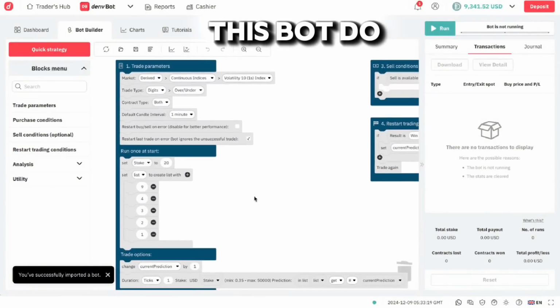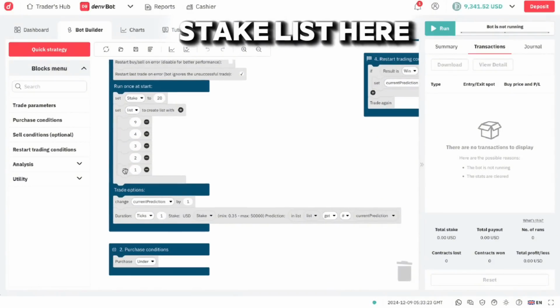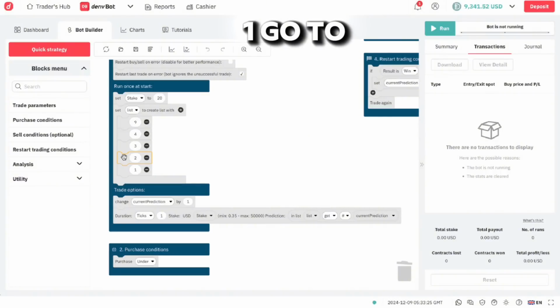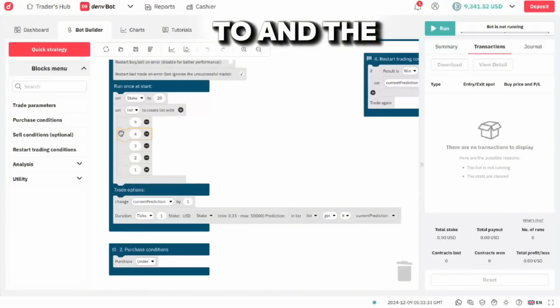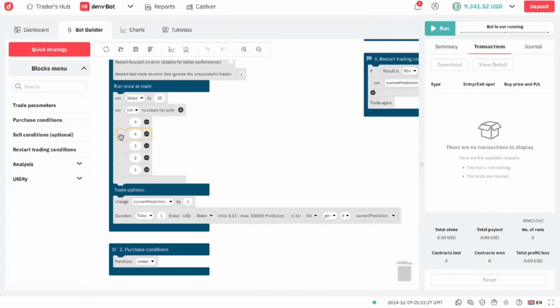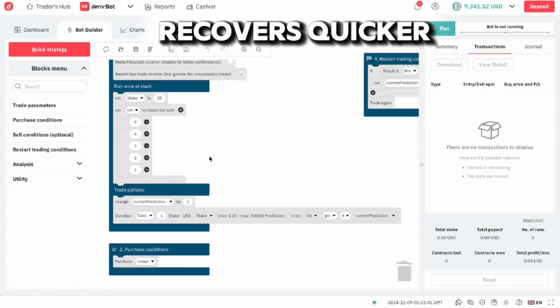So what does this bot do? This is a digits bot. You have a stake list here. It starts at under 9, not over 9. Under 9, then if it loses, goes to under 4. If it loses at under 4, it goes to under 3, under 2, under 1, so that it recovers quicker.